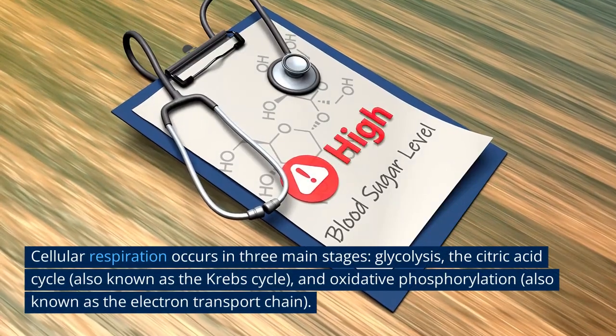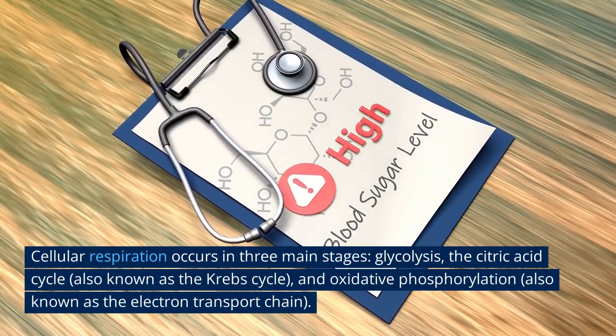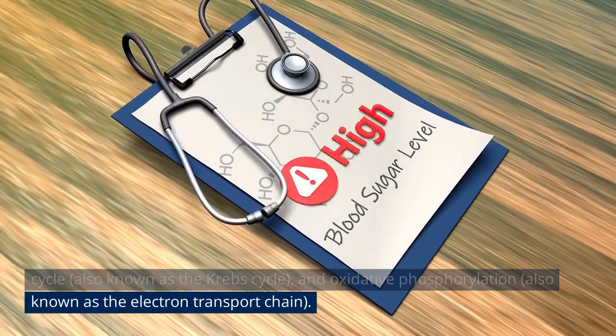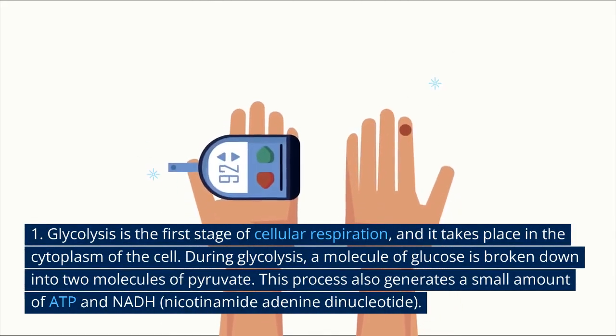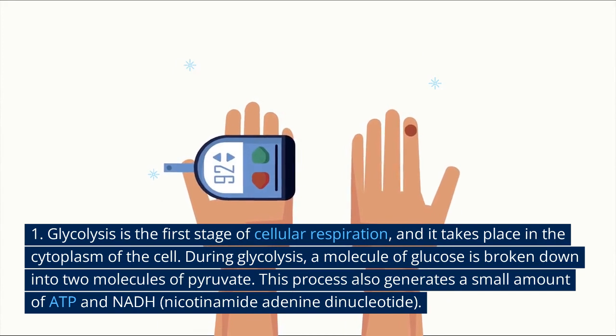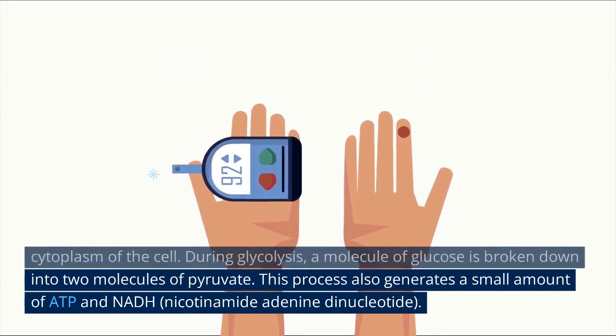Cellular respiration occurs in three main stages: glycolysis, the citric acid cycle, also known as the Krebs cycle, and oxidative phosphorylation, also known as the electron transport chain. 1. Glycolysis is the first stage of cellular respiration, and it takes place in the cytoplasm of the cell. During glycolysis, a molecule of glucose is broken down into two molecules of pyruvate. This process also generates a small amount of ATP and NADH, nicotinamide adenine dinucleotide.